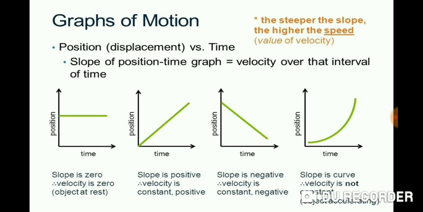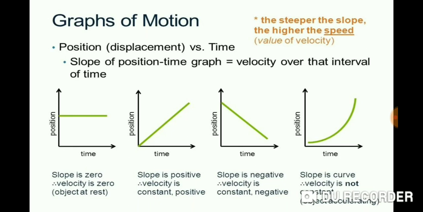In this video we will learn different types of graphs to represent the motion of an object. Here we would study two types of graphs: distance time graphs, which are also called position time graphs, and velocity time graphs or speed time graphs. First of all, we are going to discuss position time graphs.